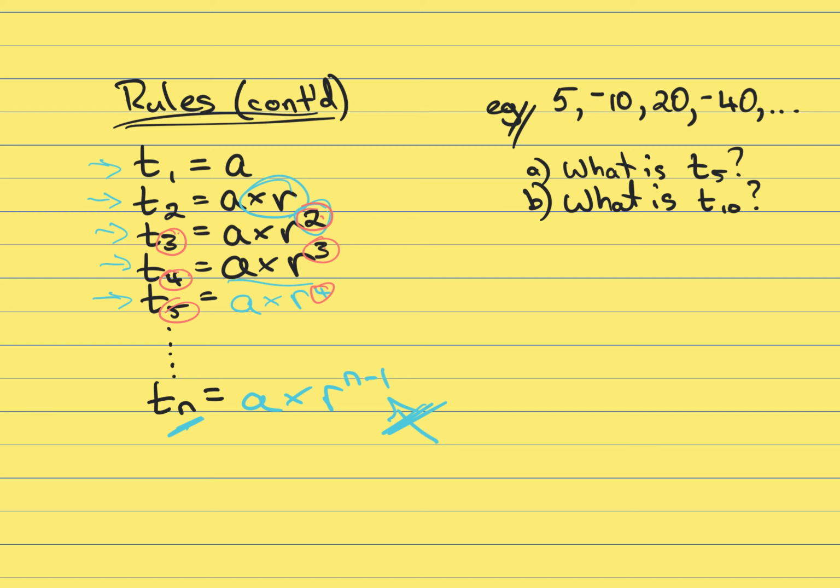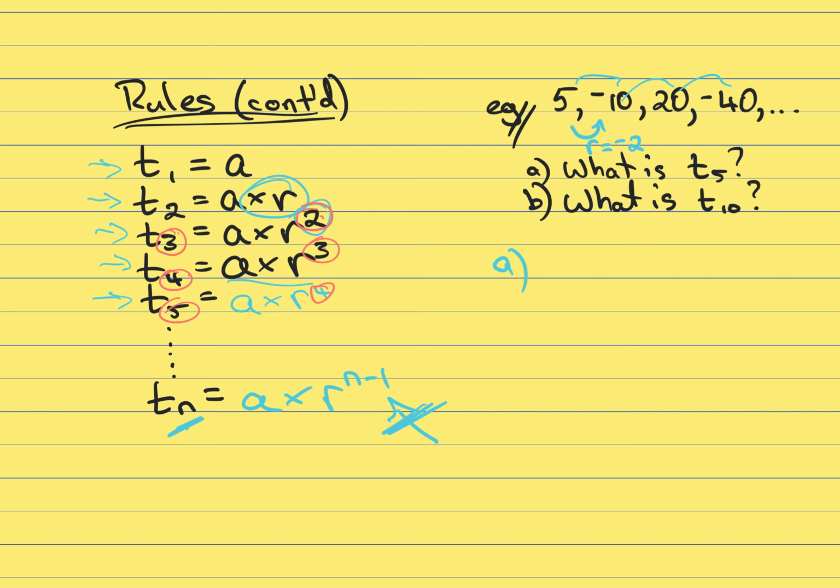So let's use that in this example on the right. We've got a sequence 5, minus 10, 20, minus 40, and so on. Now this one looks way different from what we're used to, and that's because here the common ratio is actually a negative number. R is equal to minus 2. And you can do that again by dividing terms, or just by looking at what you need to multiply to get from term to term. So check that if you're not sure what I'm doing there.